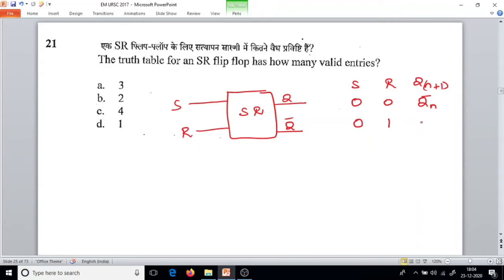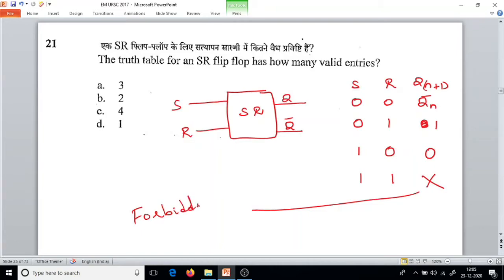When reset equals 1, we get 1 here. When set equals 1 and reset equals 0, we get 0 as the output of the SR flip-flop. But one combination is invalid. This is forbidden in an SR flip-flop. So how many valid entries are there? It has 3 valid entries, so the answer is option A.